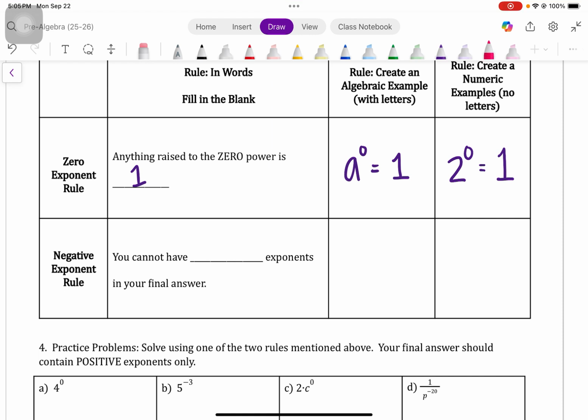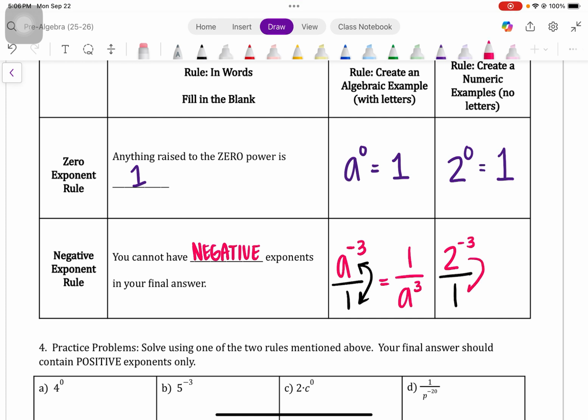Any negative exponent is not allowed in our answers, so we cannot have negative exponents in our final answer. So if we had a to the negative 3, we'd want to change that, put it over 1, flip our fraction or use our elevator method, and we would have 1 over a to the positive 3. Now our exponent is happy. If we were using numbers, we'd have 2 to the negative 3. Again, we cannot have a negative exponent, so we have to flip our fraction to equal 1 over 2 to the 3rd.